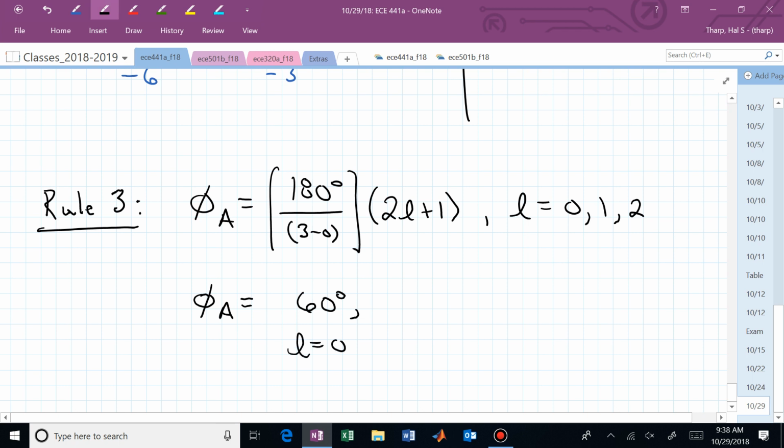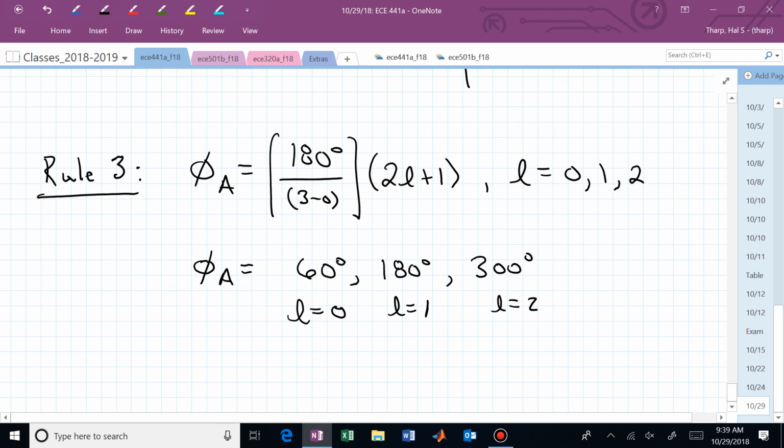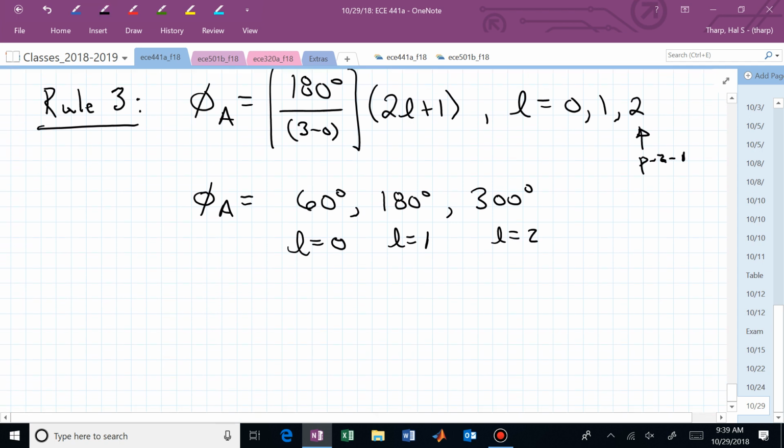That was with L equal to 0. And now we have odd multiples of that. 3 times 60 is 180. That was with L equal to 1. And then 60 times 5 is 300, or minus 60. And that's for L equal 2. There are the asymptote angles. This was the p minus z minus 1 for our case.